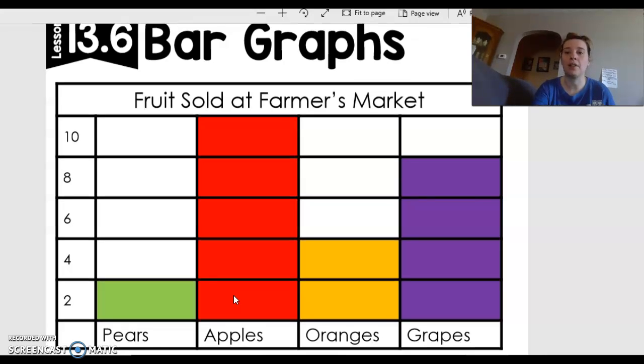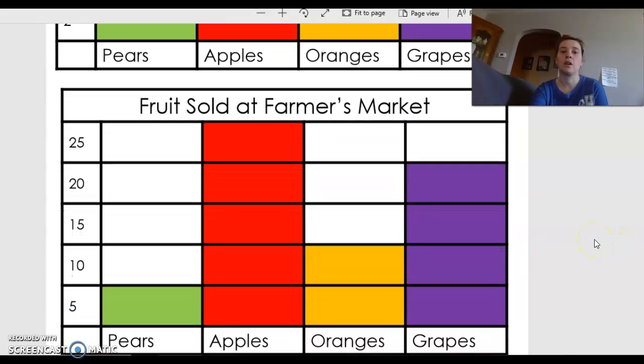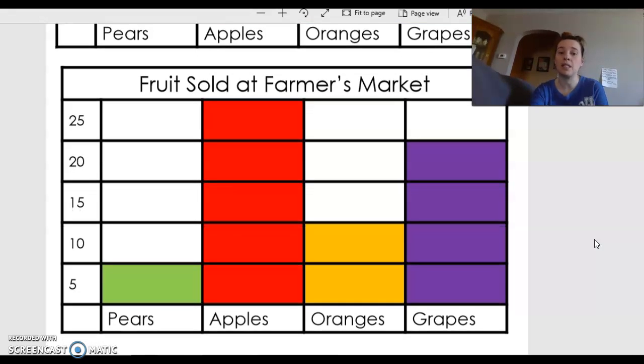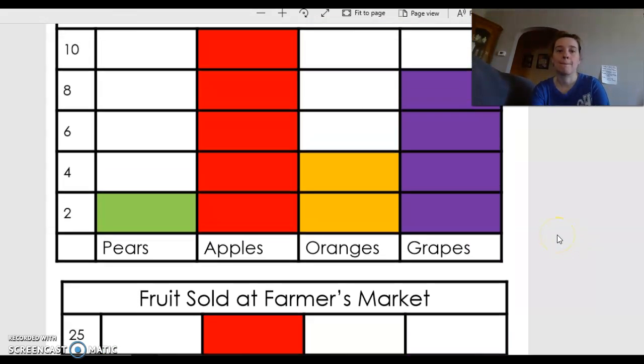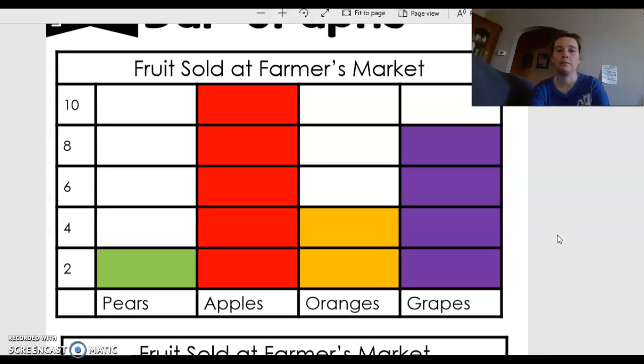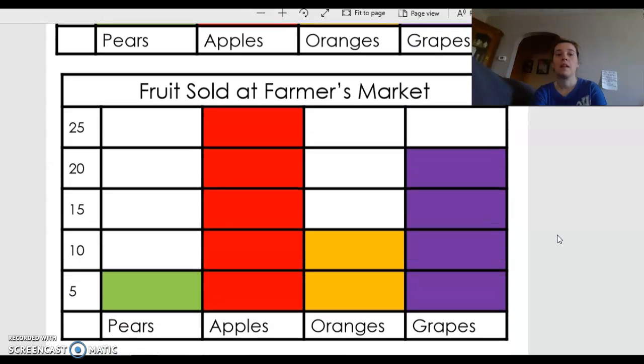I'm going to show you another graph just to get a little bit different of a look. Okay, if you look, it looks the same as the one up above, but there's a difference. Be a detective. What's the difference between these two? Here's the new one. Here's the first one. Yes, that's right. The scale is different. The scale on this one is counting by 5s, not 2s.